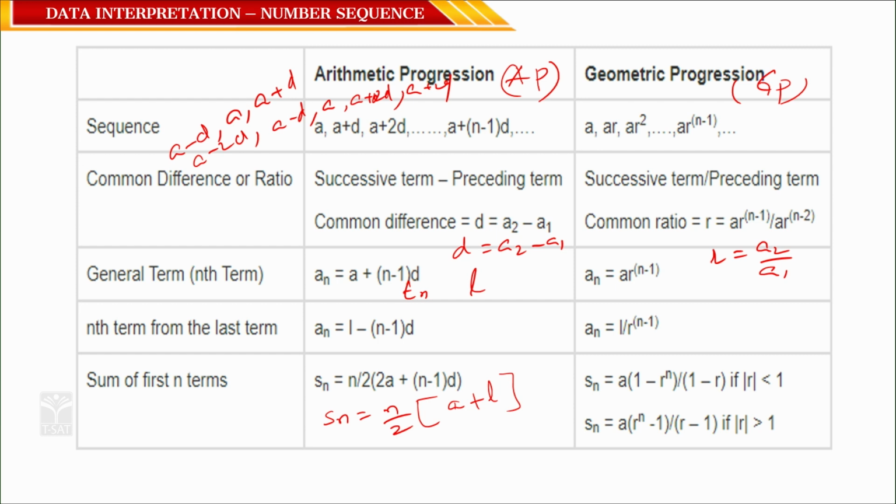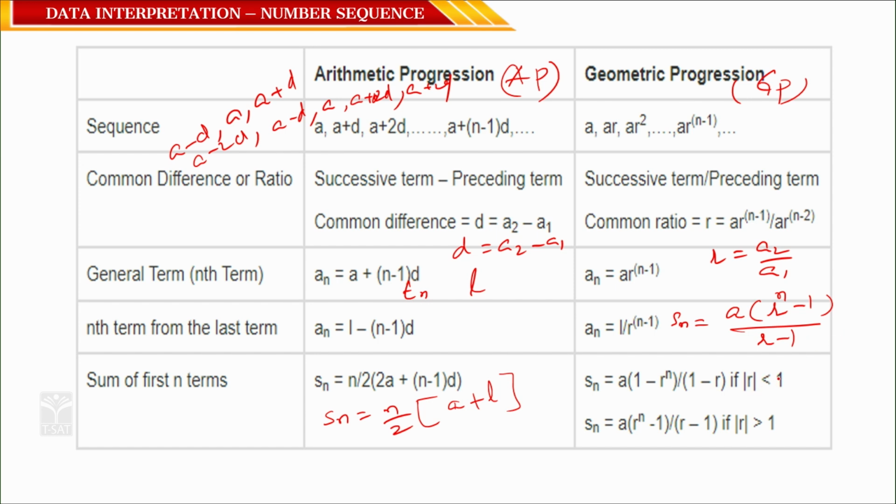Understand? In a similar manner, the sum of n terms of an arithmetic progression is Sn is equal to n by 2 of 2a plus n minus 1 into d. Whereas in geometric progression, its value is Sn is equal to a of r to the power of n minus 1 by r minus 1. What is the condition here?